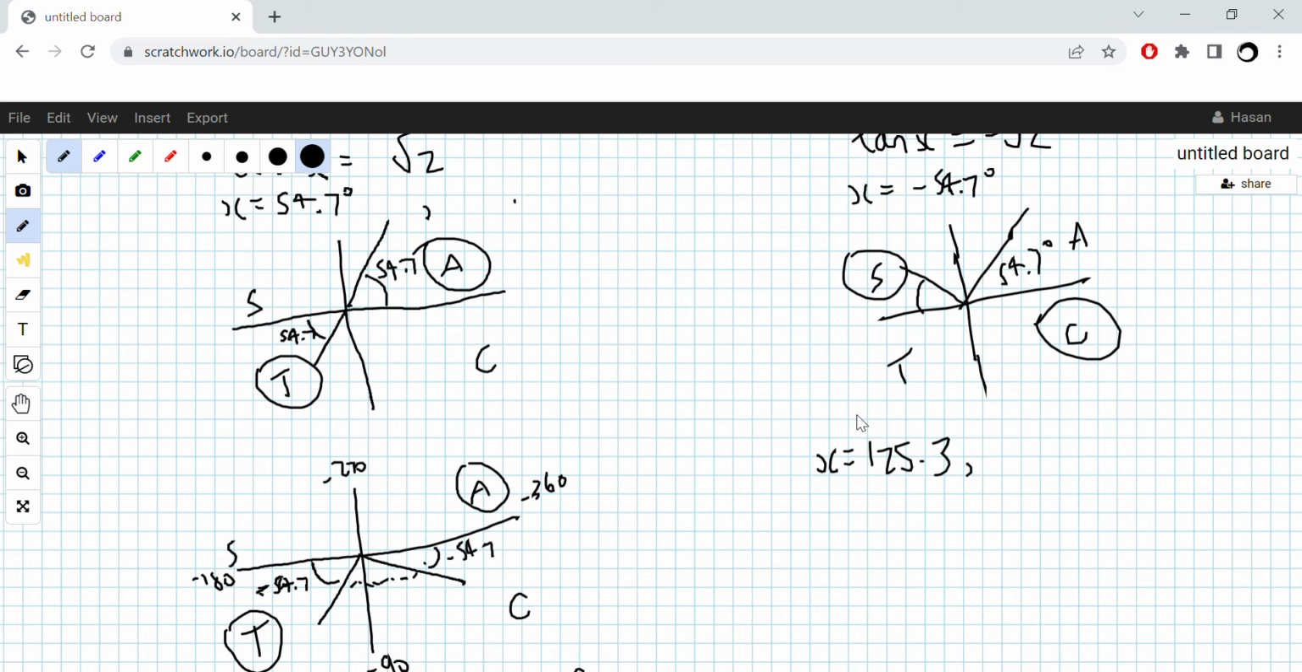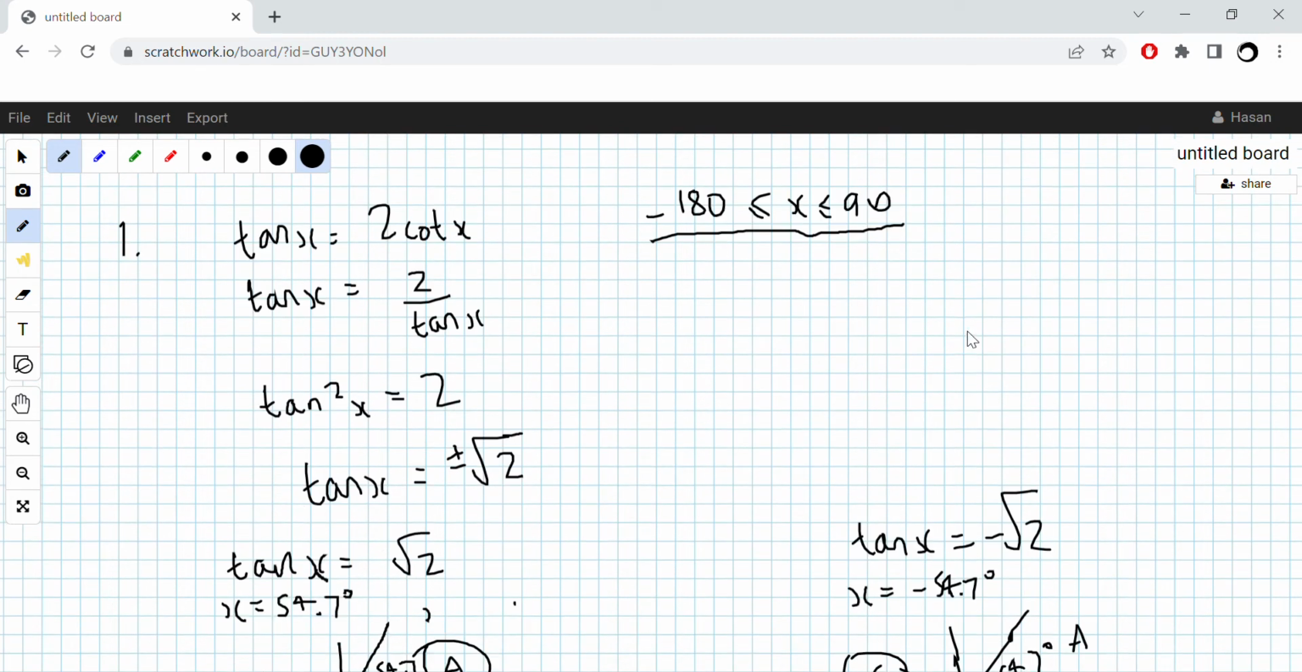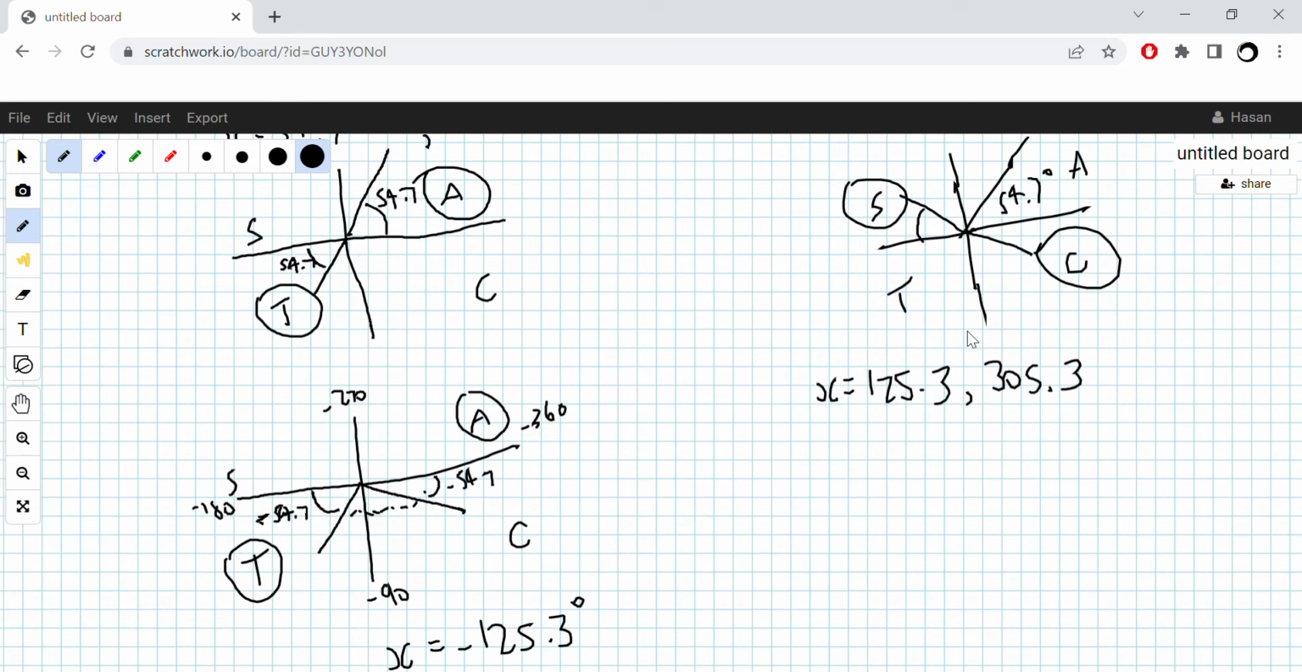And this angle would be 360 minus 54.7, and that's 305.3. However, neither of these lie in this region, so neither of these can count. We have to work with the negative side again.